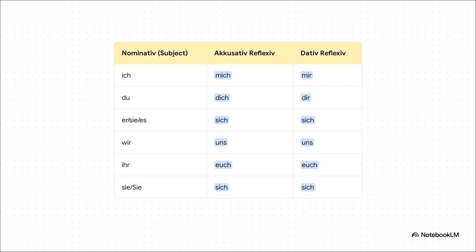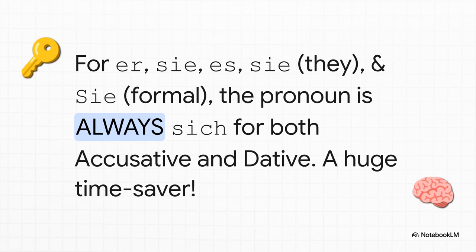For a lot of the others, though, there's a fantastic pattern. And this right here is probably the best shortcut in all of German grammar. For him, her, it, them, and the formal you, Sie, the reflexive pronoun is always sich. It doesn't matter if it's accusative or dative, it doesn't change. It's just sich. Seriously, burn that into your brain. It makes life so much easier.